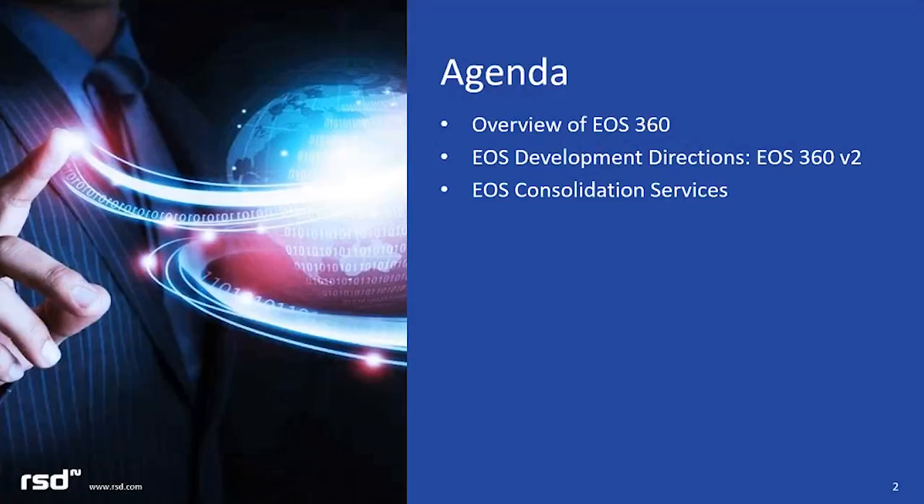Today I get to tag team with Byron Maynard, whom most of you know. And in our time together, we will review the EOS 360 solution and the feature components of EOS 360. We will talk about some high-level strategies that direct our EOS development efforts at RSD. Then Byron will dive deeper into the features of EOS 360 V2. He will also introduce EOS Consolidation Services, along with some compelling case studies for migrations and consolidations.